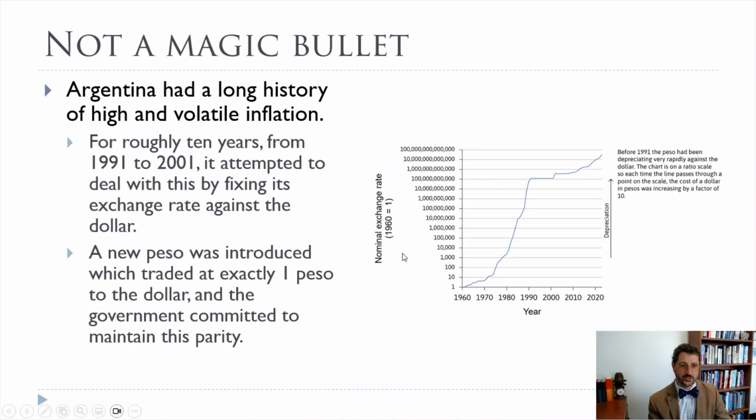This is a log scale, and so it's increasing by 10 each time. And so they experienced again very high inflation. The good news is that the most recent inflation numbers coming out of Argentina have been much lower. So hopefully they are moving to a place where they can have much more macroeconomic stability because they've had many decades of instability.